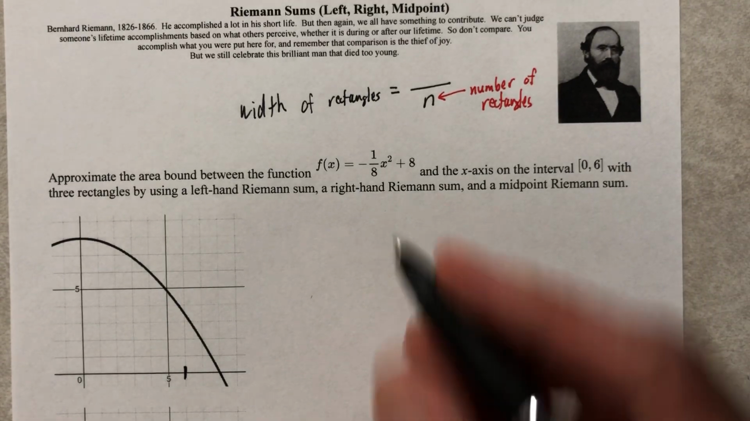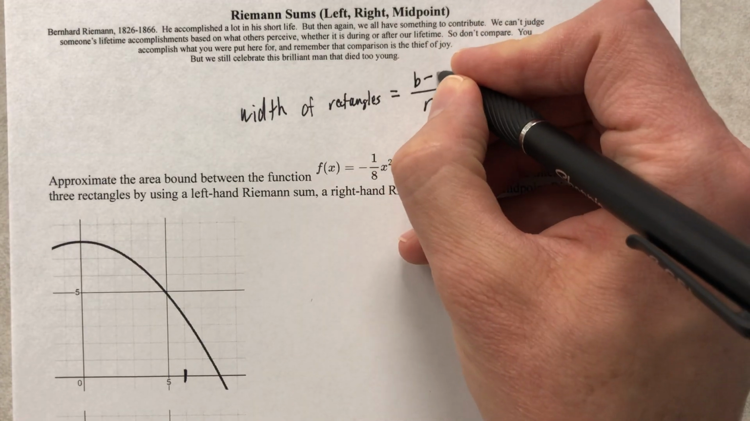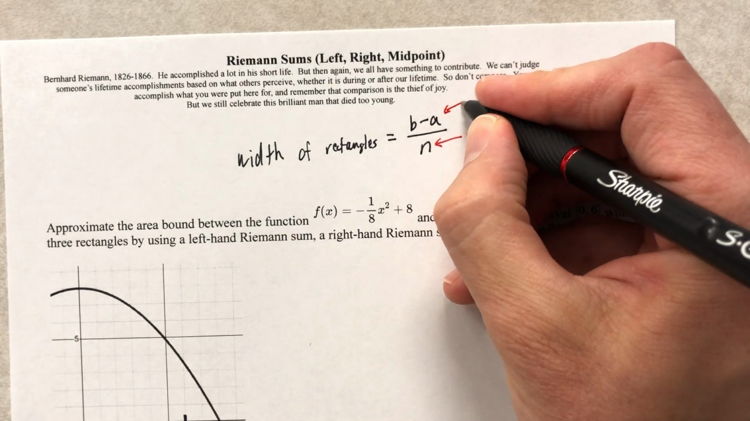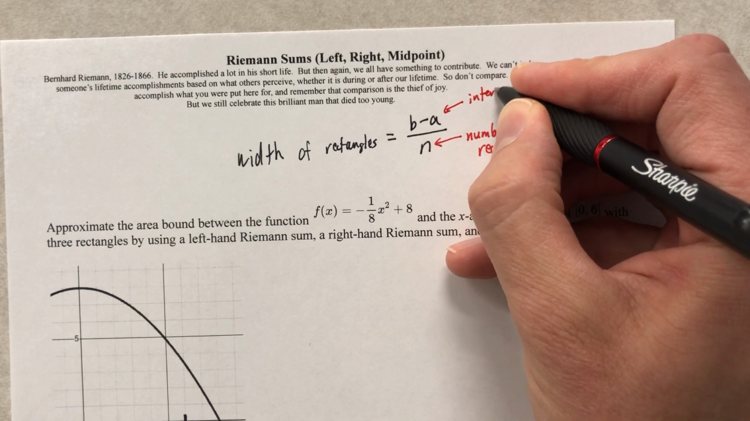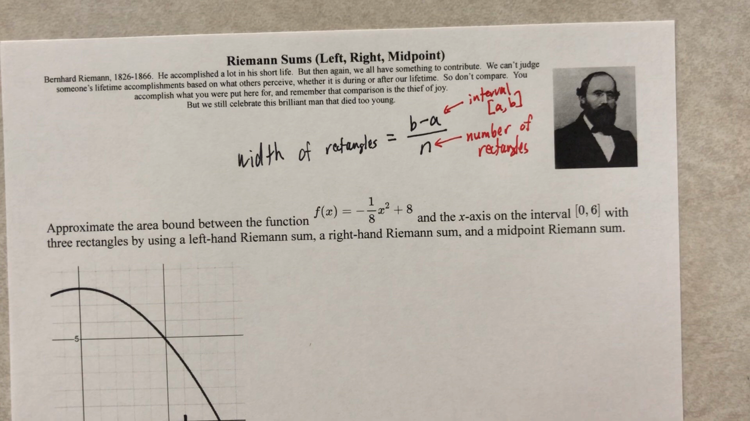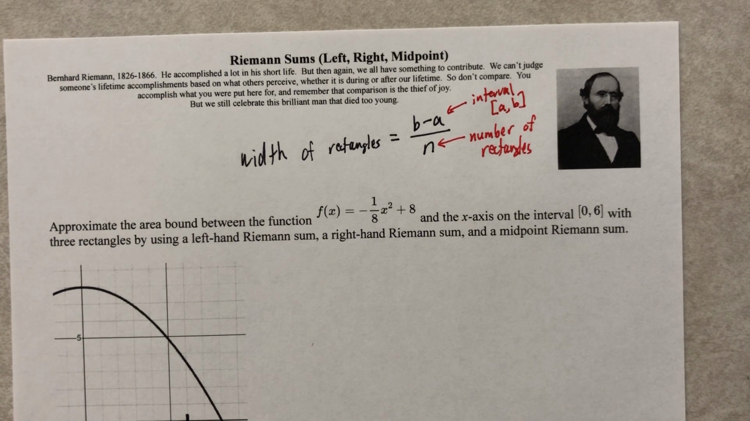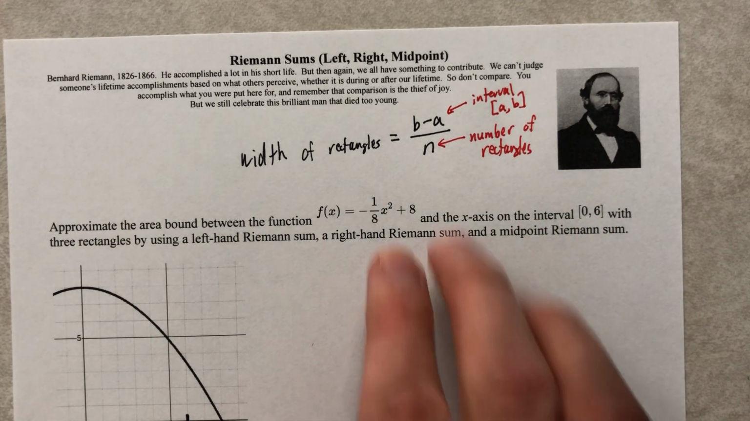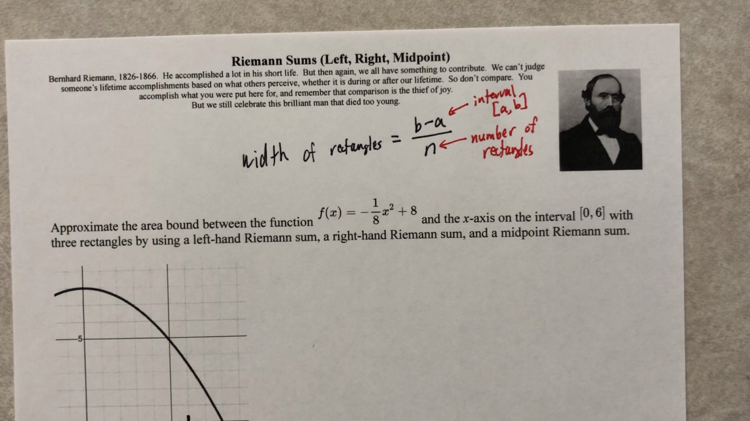And so here goes. Usually intervals go from A to B, not B to A. So subtract B minus A. That'll tell you how wide the entire interval is, then divide it up evenly by the number of rectangles. Kind of a common sense formula. We'll see where this comes in handy in a minute.